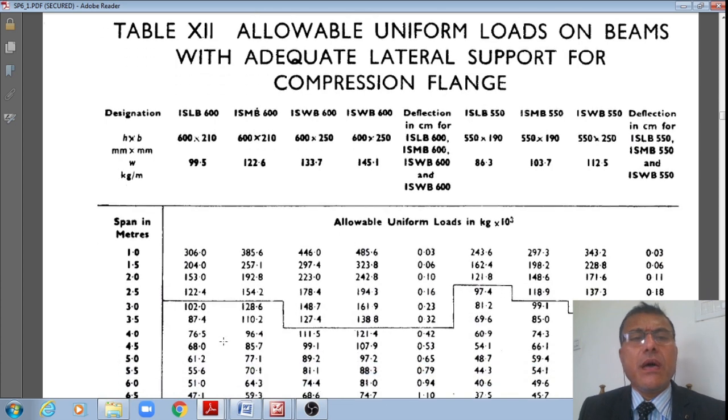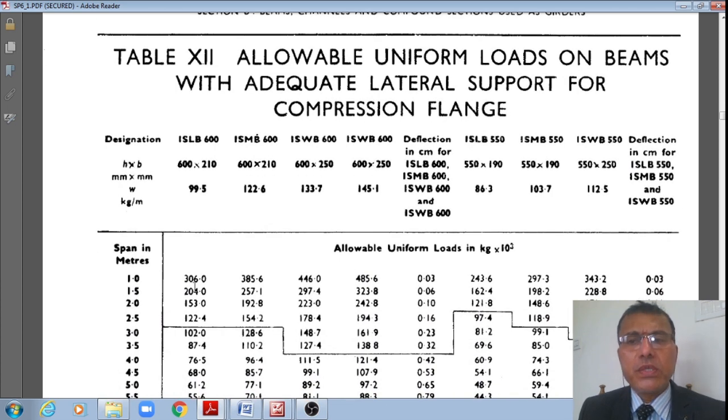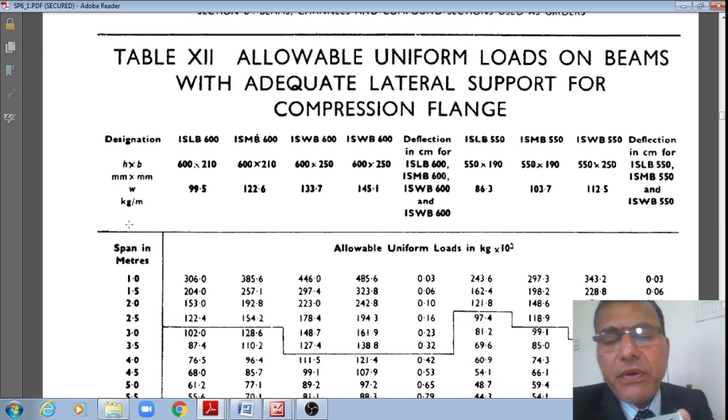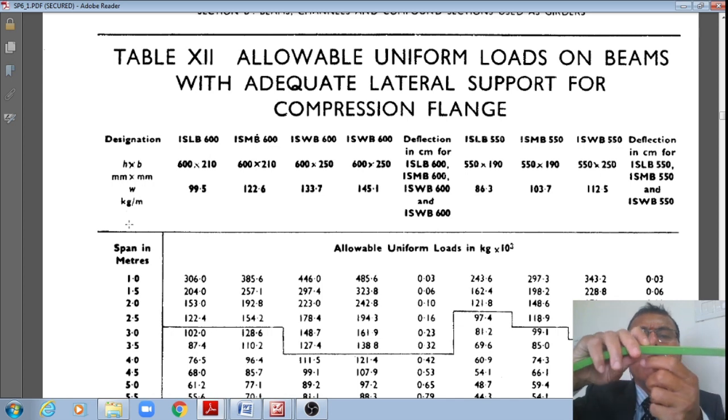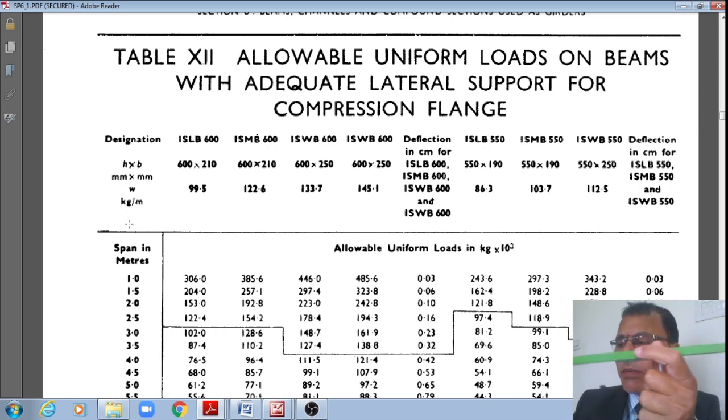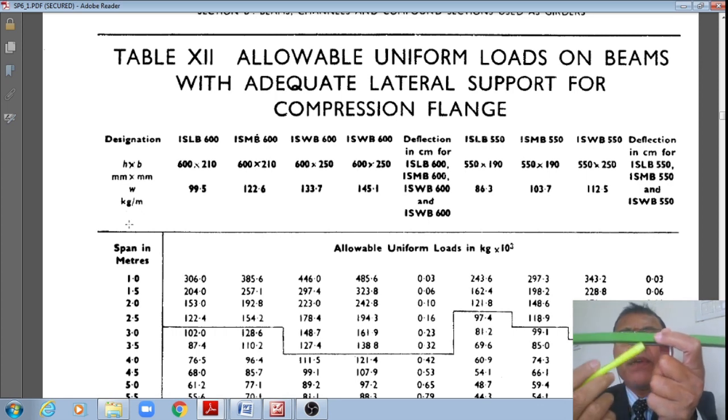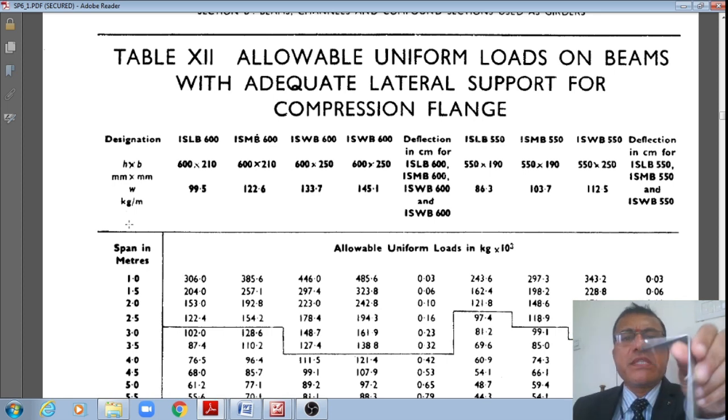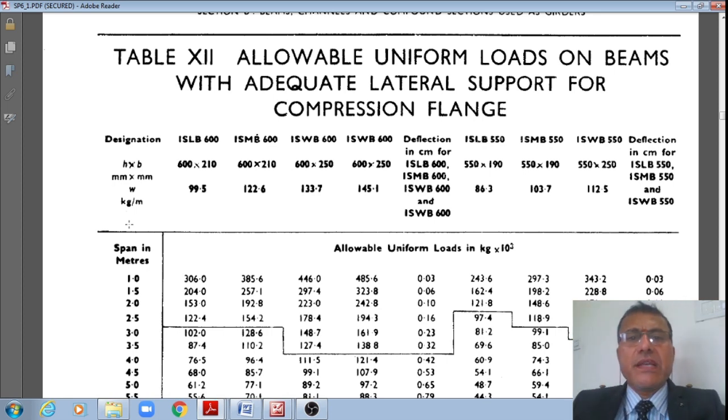Then let us see the other table, right? Now I have allowable uniform loads on beams with adequate lateral support. If adequate lateral support to the compression flange is there in the form of, say, an RCC slab connected to this, then that is what is called adequate lateral support to the compression flange, right? Therefore in such a case, how much such sections can resist when they are used as beams, now it is given, right?